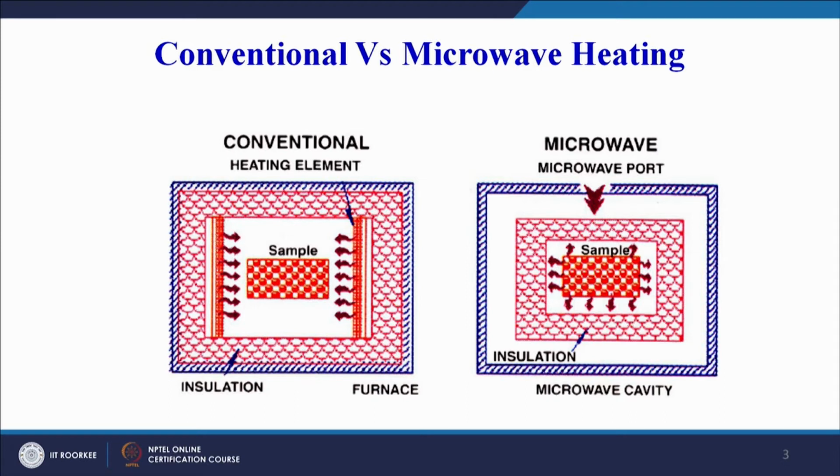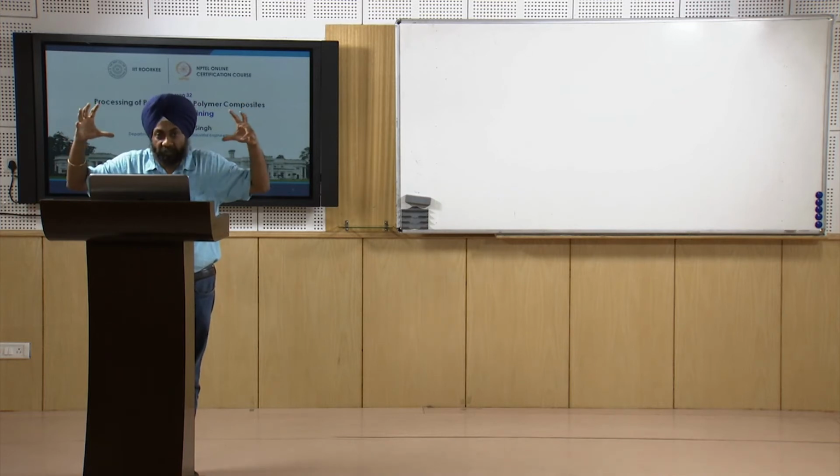So heat is not being generated inside the material, there is no source of heat generation from within the material, but the heat is being developed at the periphery because of the heating elements and then the heat is being supplied to the material and the material then develops heat or it gets heated.